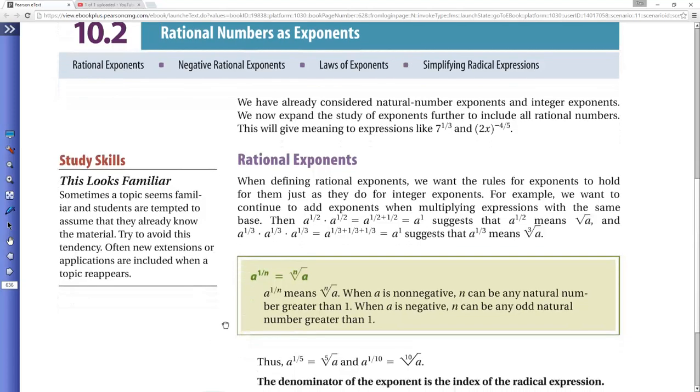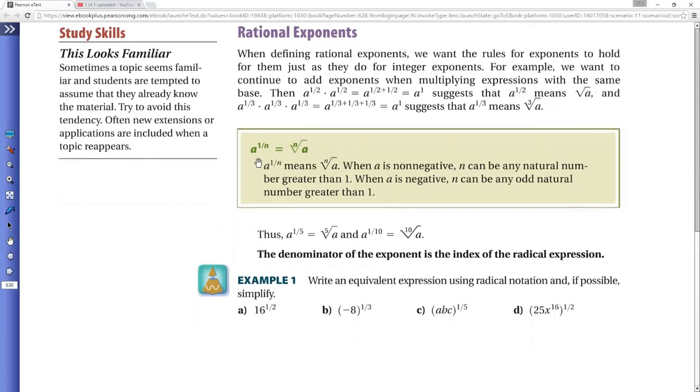Okay, and that's what they're showing us in the box here, that a to the 1 over n is the same as the radical with index n, that they work the same. And usually we're going to want to work in this fractional exponent mode because we've worked with that. And that's what it says here in words. A to the 1 over n power means the nth root of a, when a is non-negative and n can be any natural number.